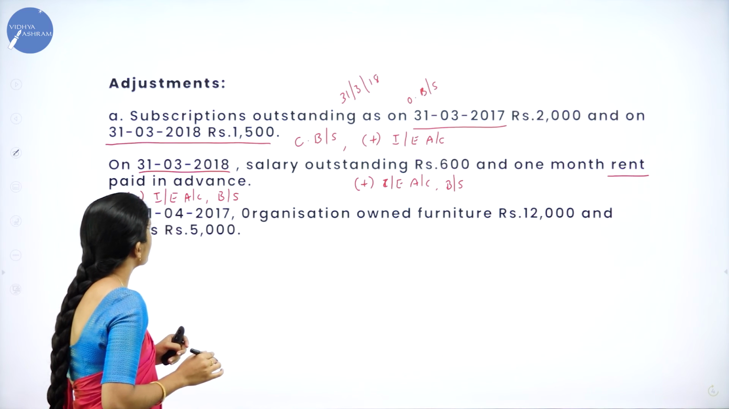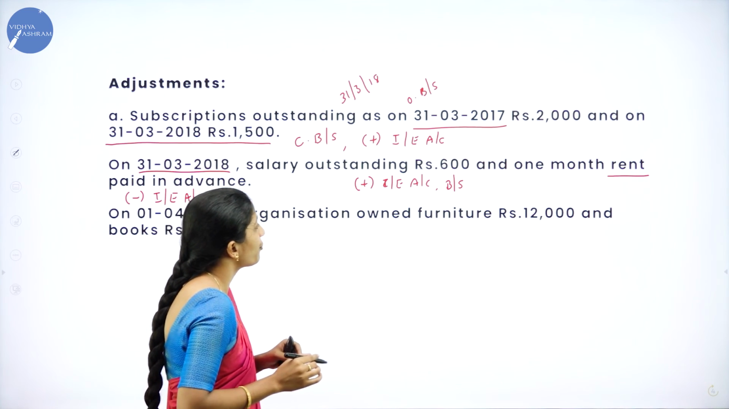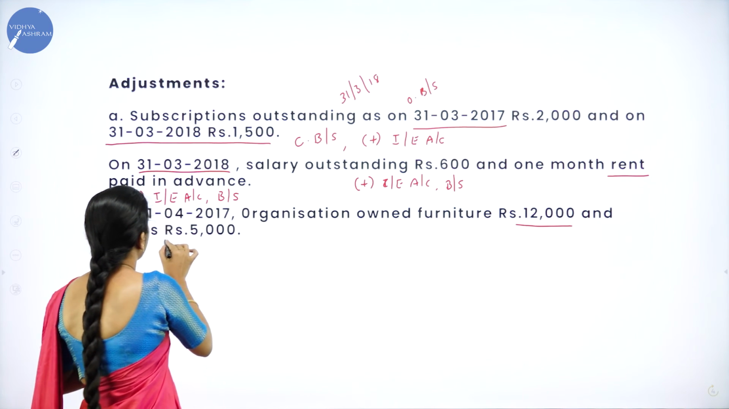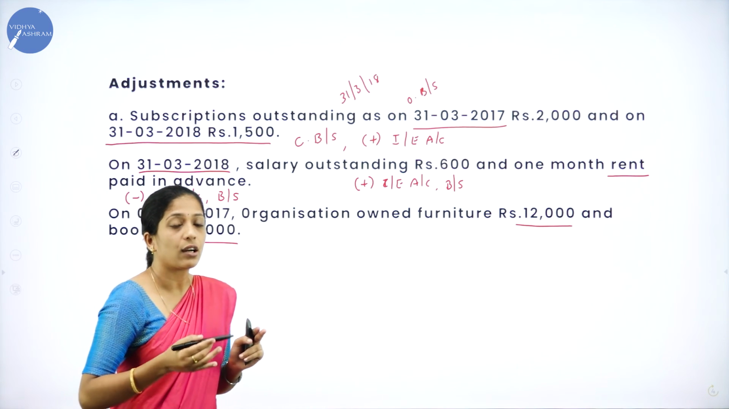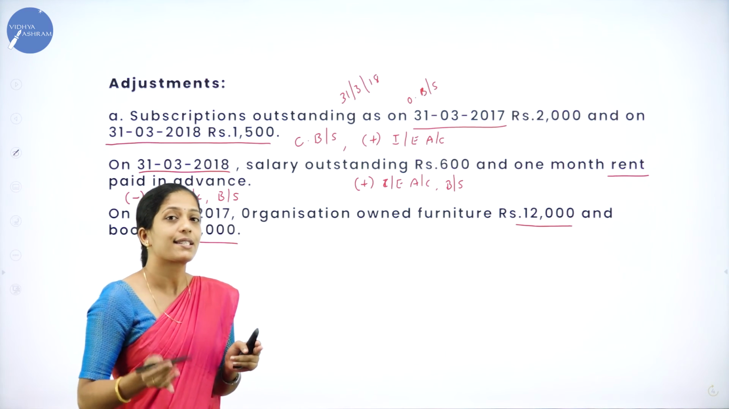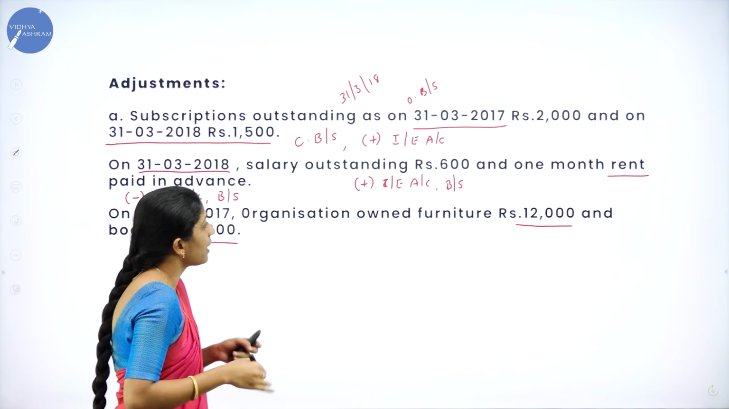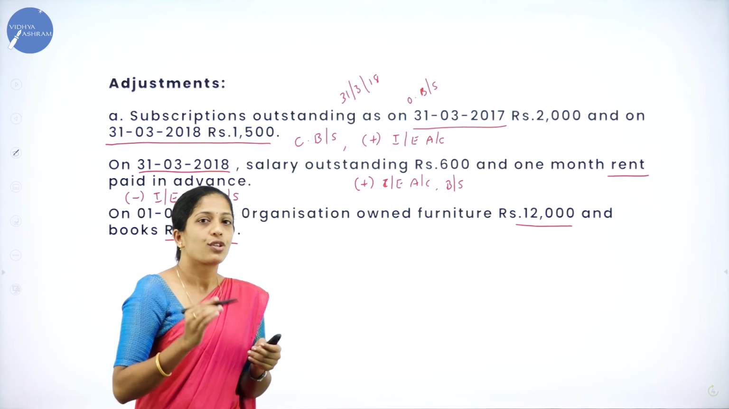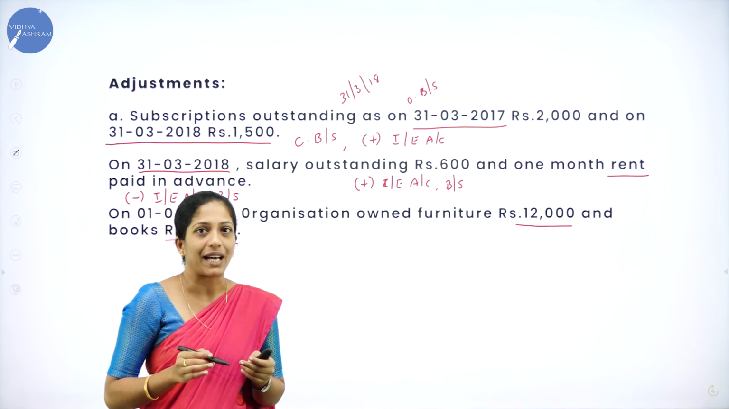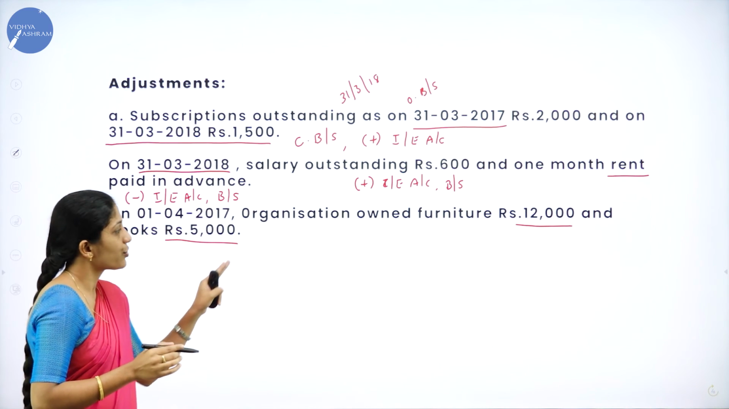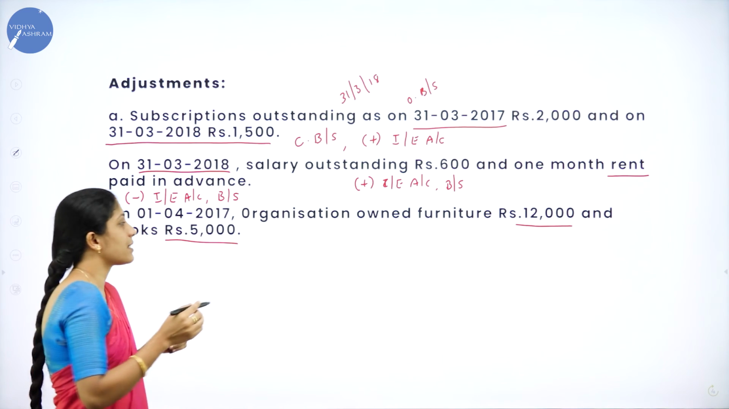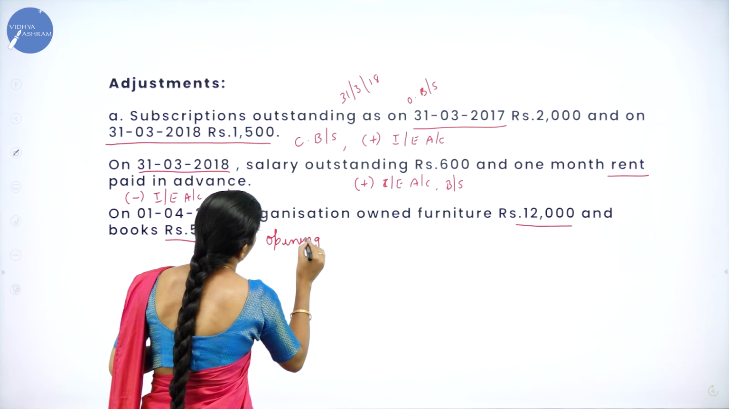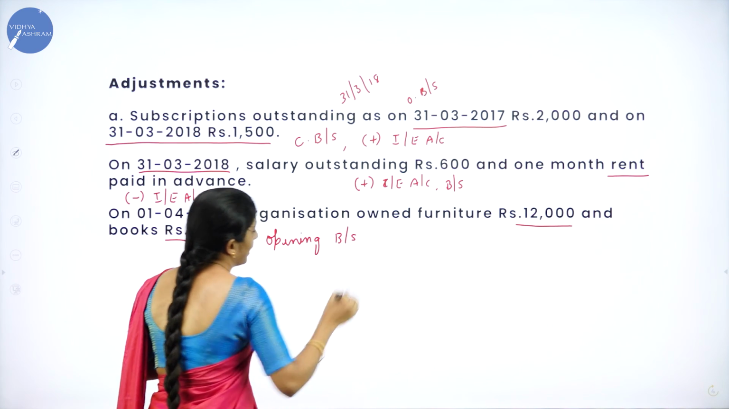Next, 1/4/2017, the organization owned furniture rupees 12,000 and books rupees 5,000. What they are telling is that on 1/4/2017, in the sense in the previous year, they had furniture worth rupees 12,000 and books worth rupees 5,000. As I told, we are going to prepare the opening balance sheet, right? Since this transaction belonged to the previous year, we are going to show it in the opening balance sheet of the firm.